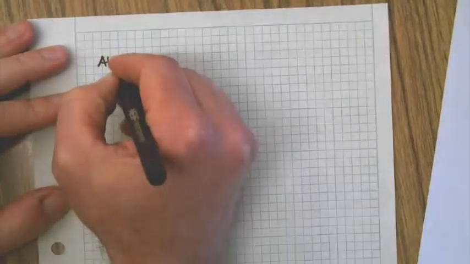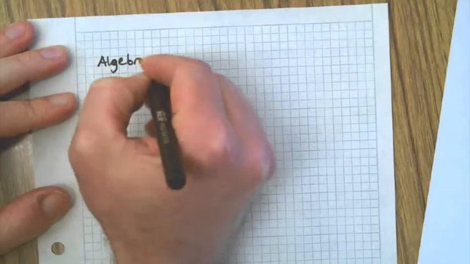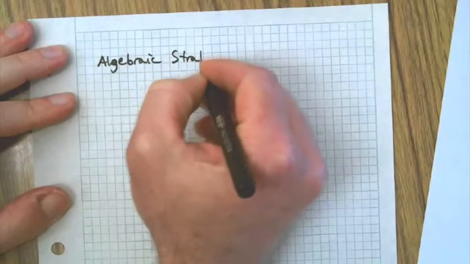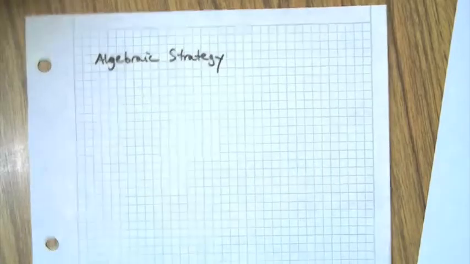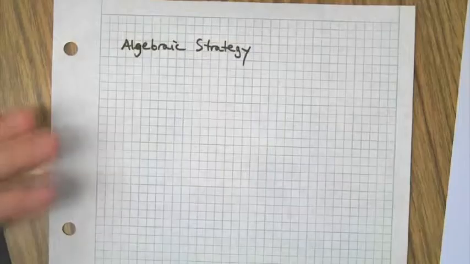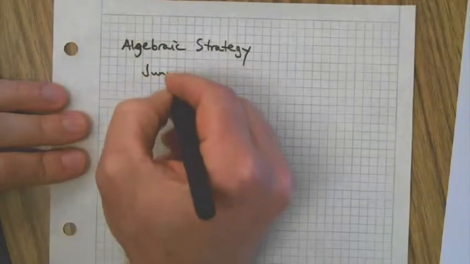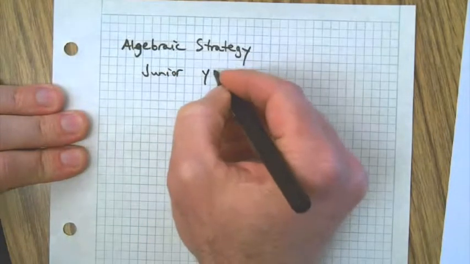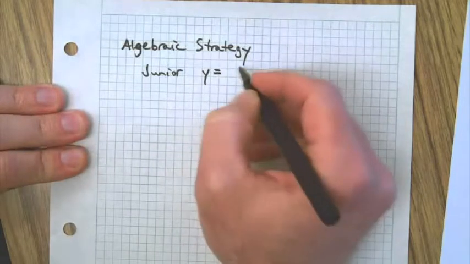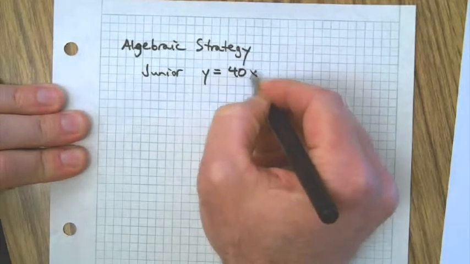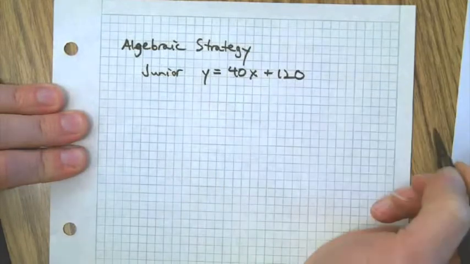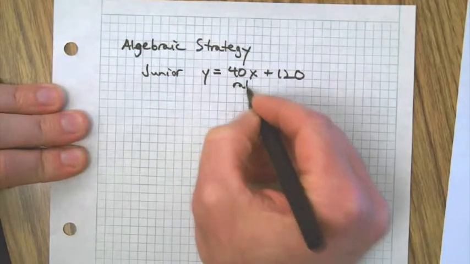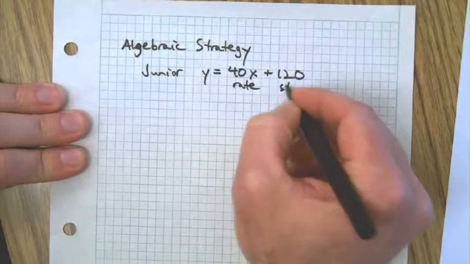First, we're going to use algebra. Okay? Algebraic strategy. First, we have Junior. He is on page 120 and he reads at 40 pages every day. Okay, this is his rate and this was his starting point.